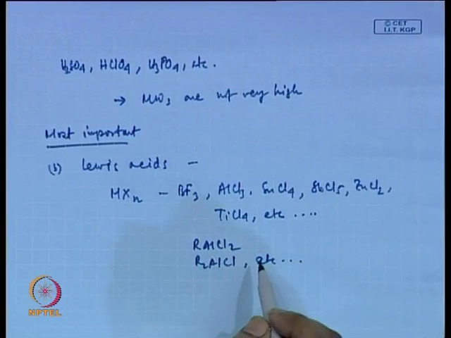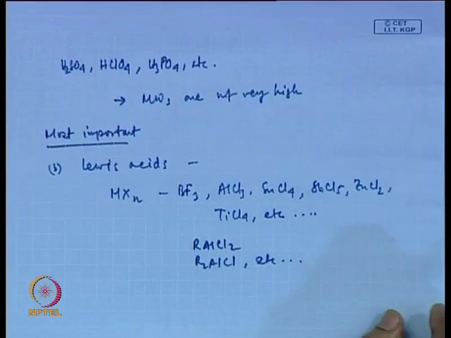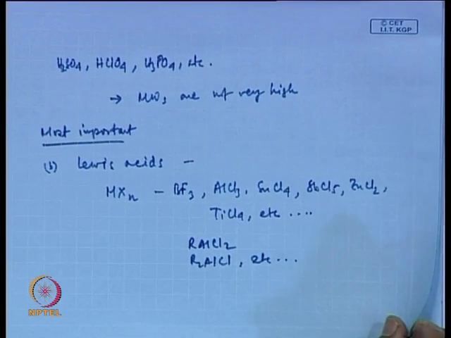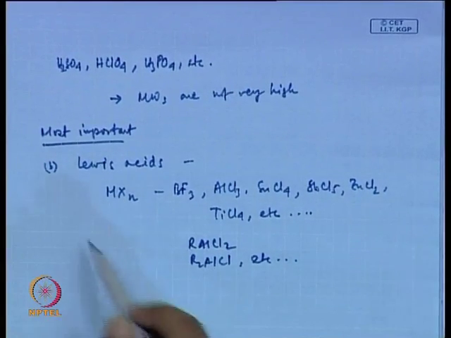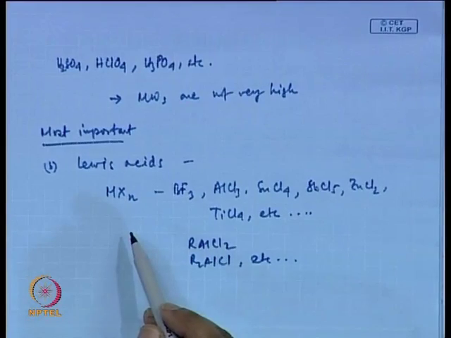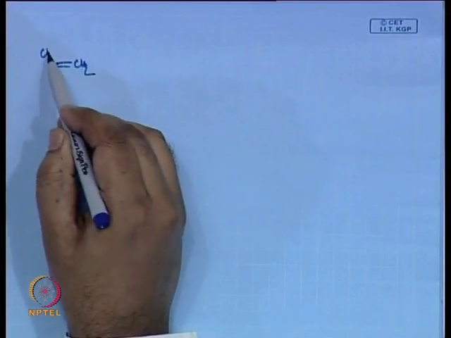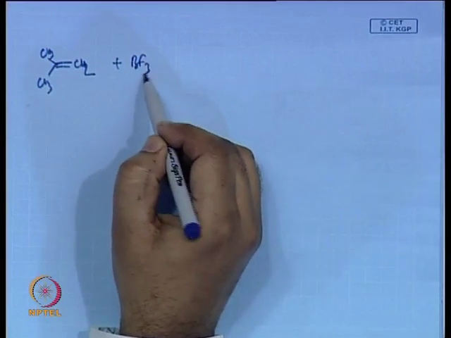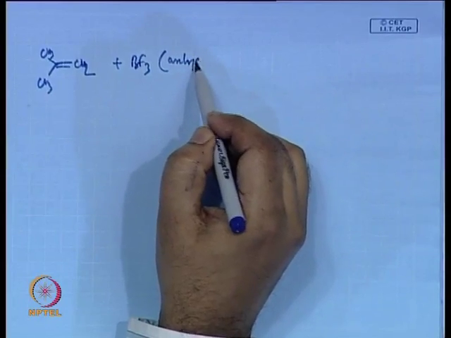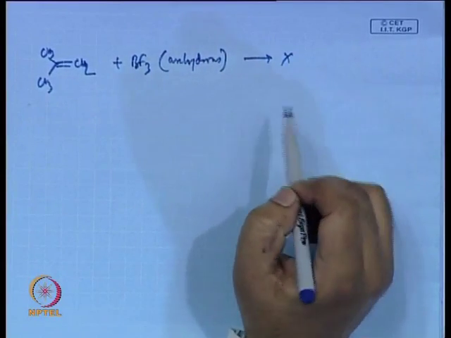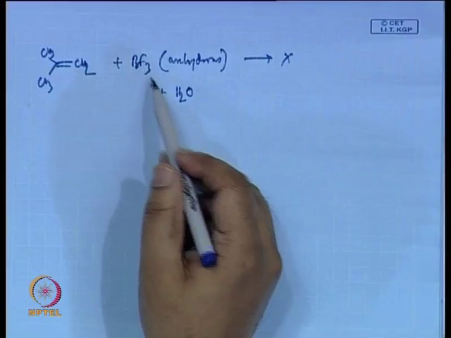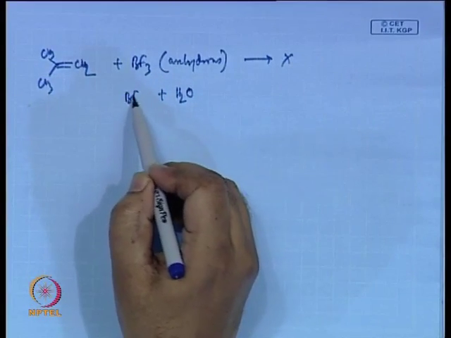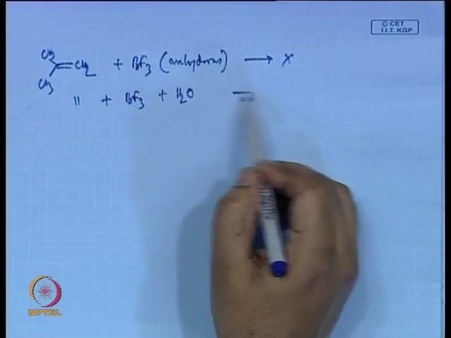These Lewis acids can be used for supplying an electrophile for reaction with the monomer, but they are seldom used alone. For example, if you take a reaction of isobutylene plus anhydrous BF3, then there is no reaction, but the moment you add a little bit of water along with it, you have the same reaction with BF3 plus H2O, and it is a rapid reaction.